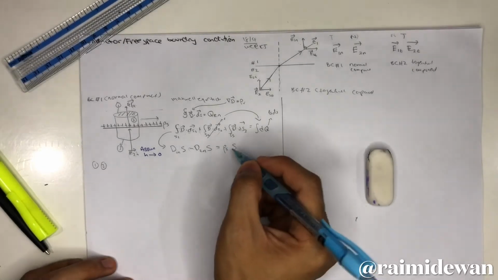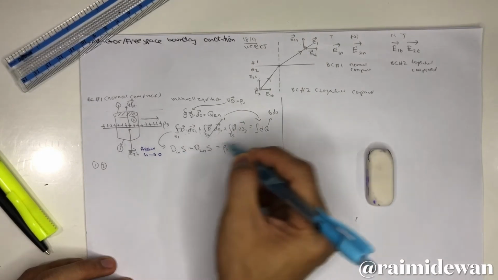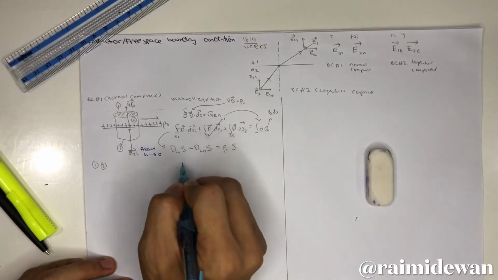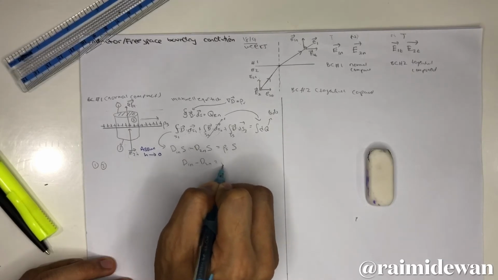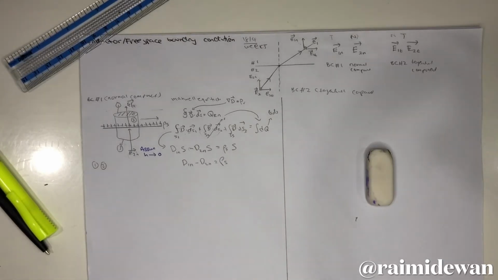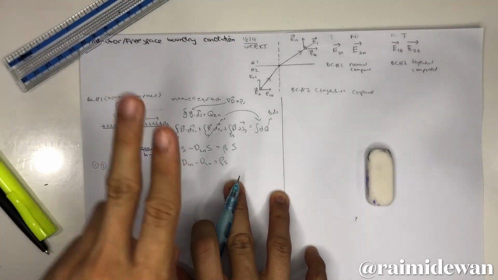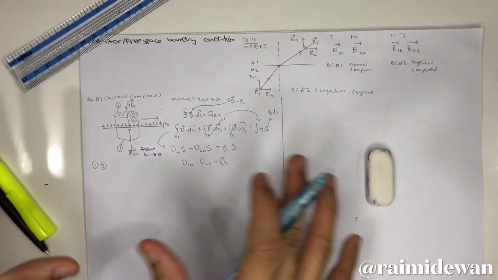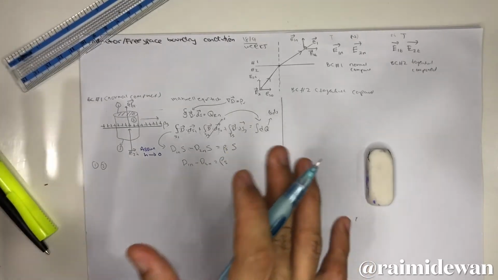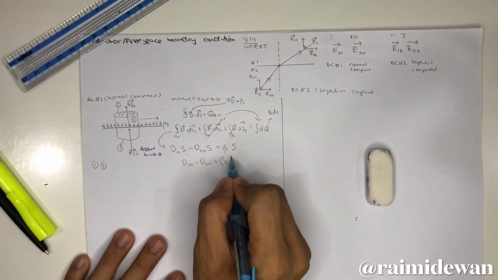So you can see that there is the same s, so you can cancel them out. So in the end you have d1n minus d2n equals rho s. Okay, so this is your boundary condition number 1, which is the normal component. So let's say there are no charges, so we can replace this rho s with 0.